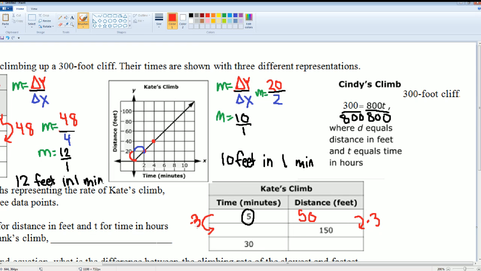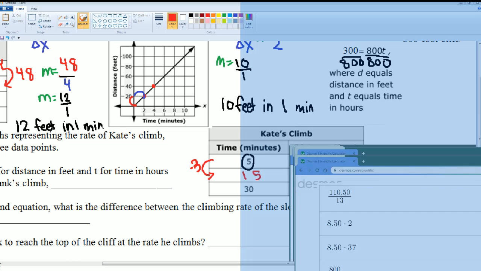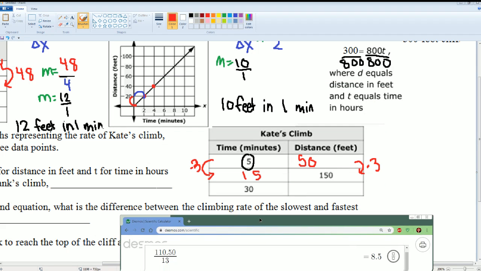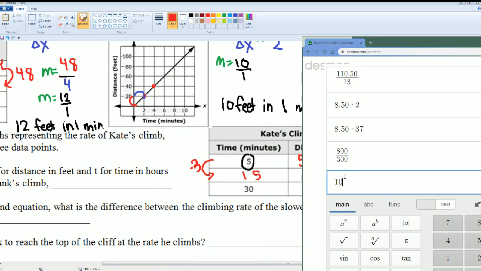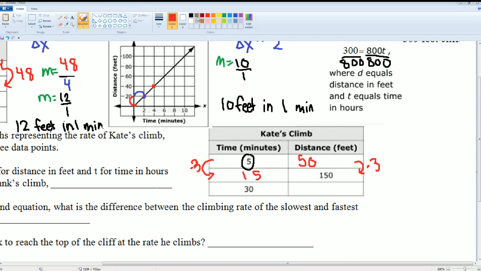This gets you what? 15. So we would say in 15 minutes, Katie climbed 150 feet. What about 30 minutes? How much does she climb in feet? We could do that in the calculator. She climbs 10 feet in 1 minute, and we want 30 minutes, so we're going to multiply this by 30. That gets us 300. So we would say that she is at 300.